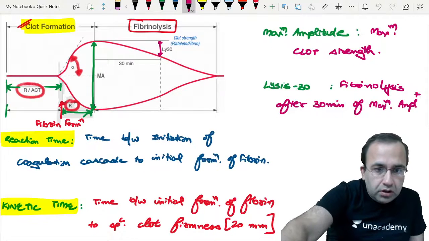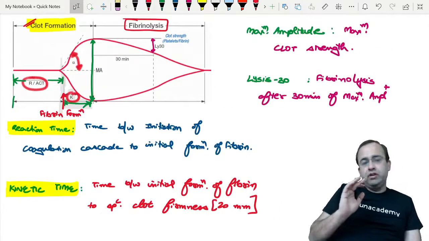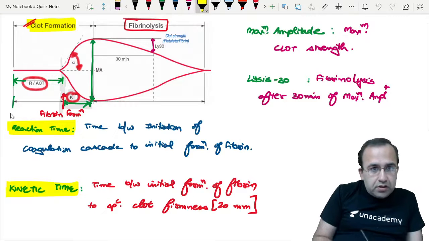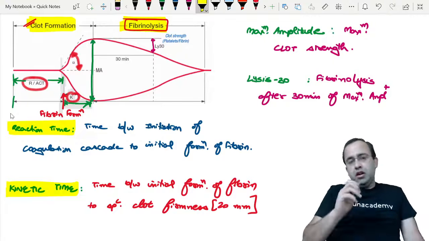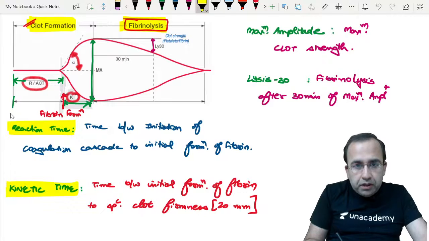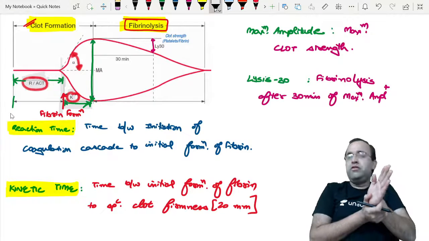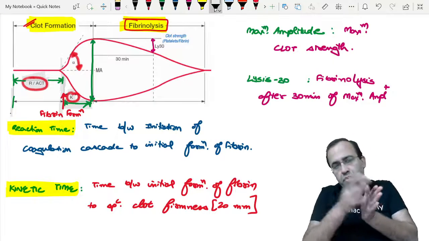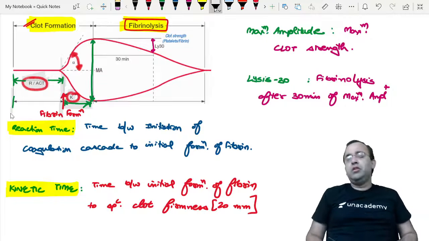These were the various parameters that we see on the graph. Please have a good look at this. First was clot formation, followed by fibrinolysis. Clot formation had reaction time. The first parameter was the reaction time, which was the time between initiation of the coagulation cascade, where the coagulation cascade started, to initial formation of the fibrin clot.